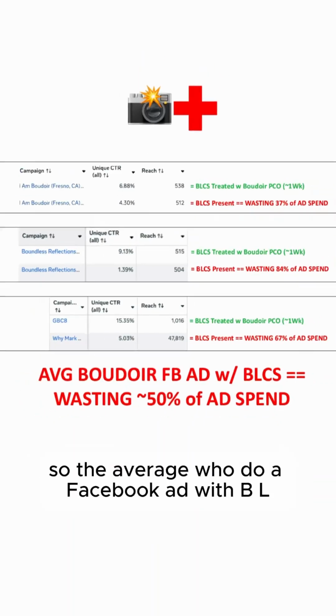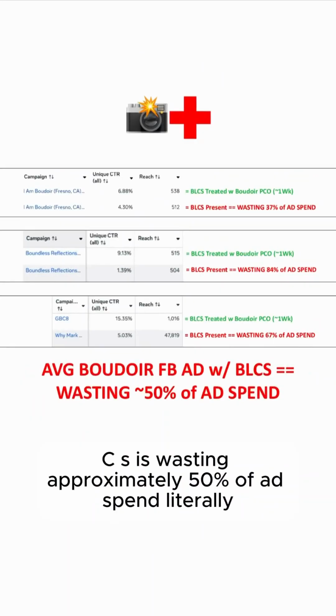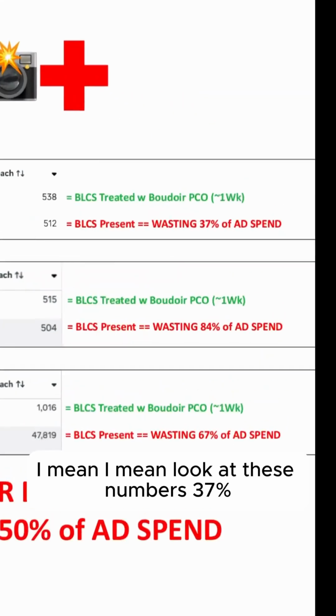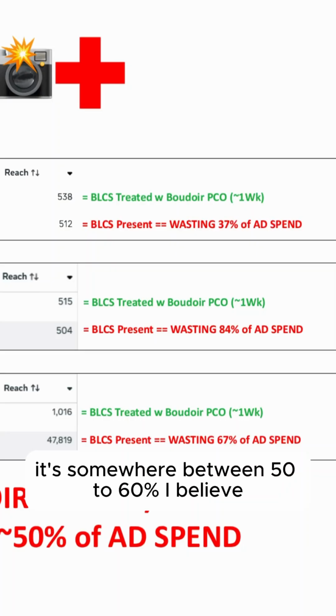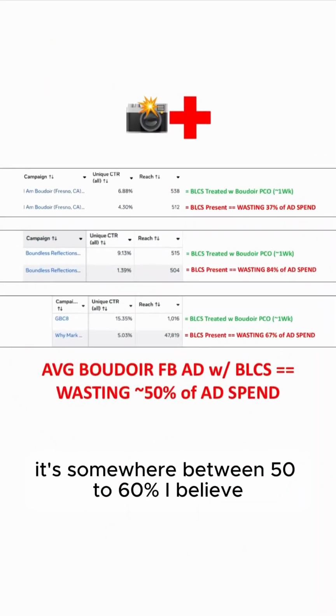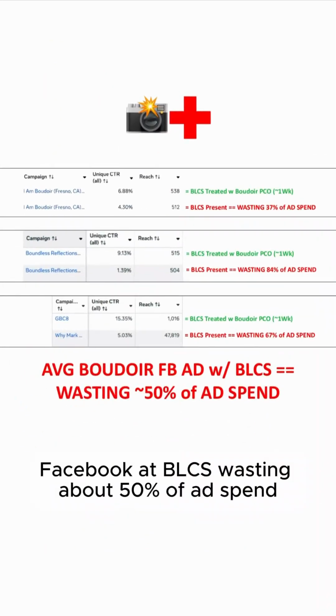So the average Boudoir Facebook ad with BLCS is wasting approximately 50% of ad spend. Literally, I mean, look at these numbers: 37%, 84%, 67%. Just take the average of those. It's somewhere between 50 to 60%, I believe. So there's about Facebook ad BLCS wasting about 50% of ad spend.